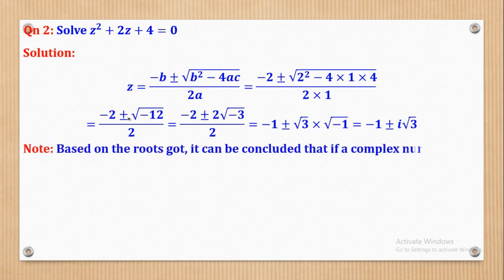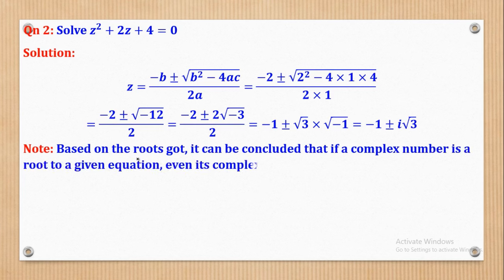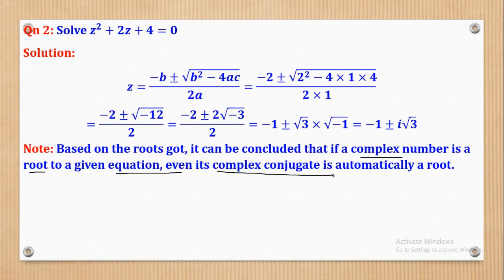From here there's something we need to conclude: based on the roots got, it can be concluded that if a complex number is a root to a given quadratic equation, or to a given equation, even its complex conjugate is automatically a root. That is going to push us to what we are going to cover in the next part of this video. But remember that when a complex number is a root, then its conjugate is also a root.